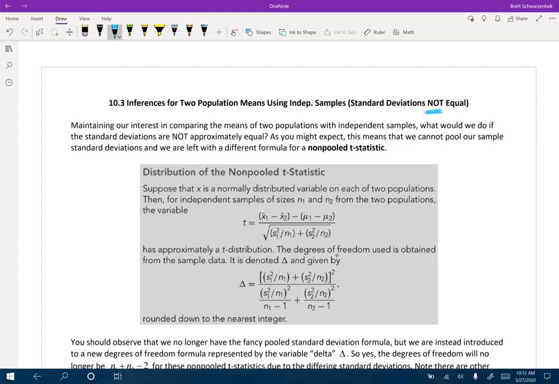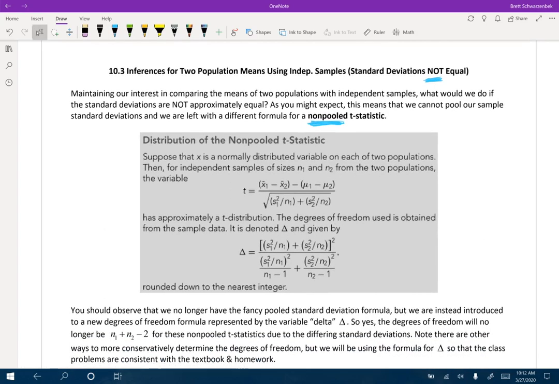So it makes sense that if when they were equal, we called them pooled, now we're going to call them non-pooled. So in your calculator, you would choose no for pooled. What is the logic behind this?